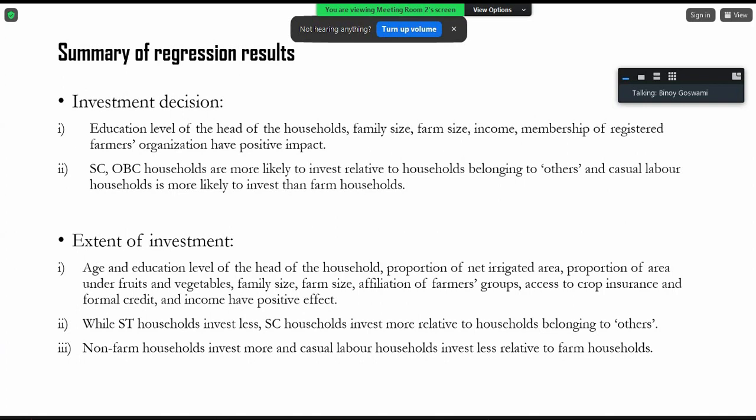And for the extent of investment, again, age and education level of the head of the household, proportion of net irrigated area, proportion of area under fruits and vegetables, family size, farm size, affiliation to farmers groups, access to crop insurance, formal credit, and income have a positive effect. ST households invest less, and SC households invest more relative to general category households, and non-farm households invest more, and casual labor households invest less relative to farm households. Final slides, please.